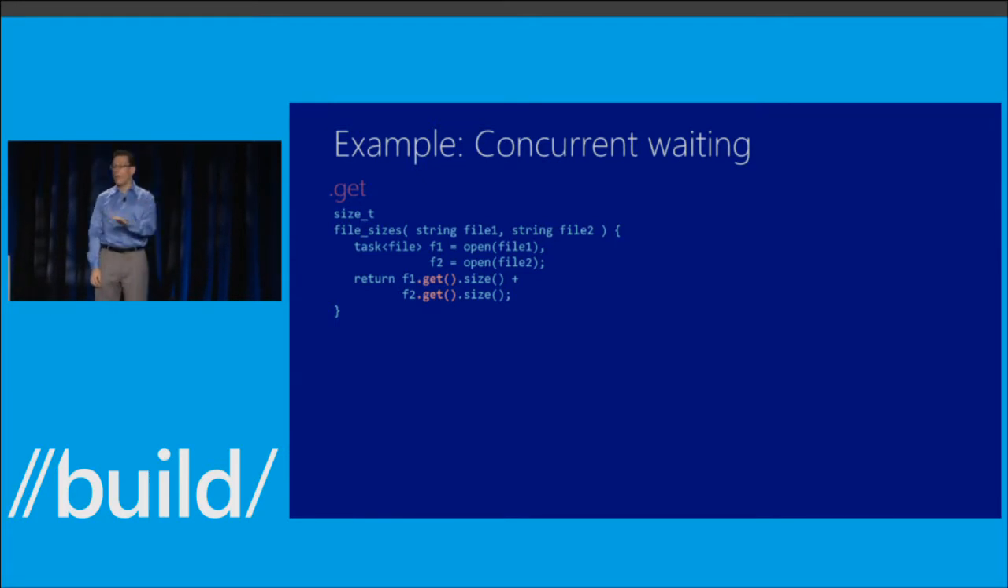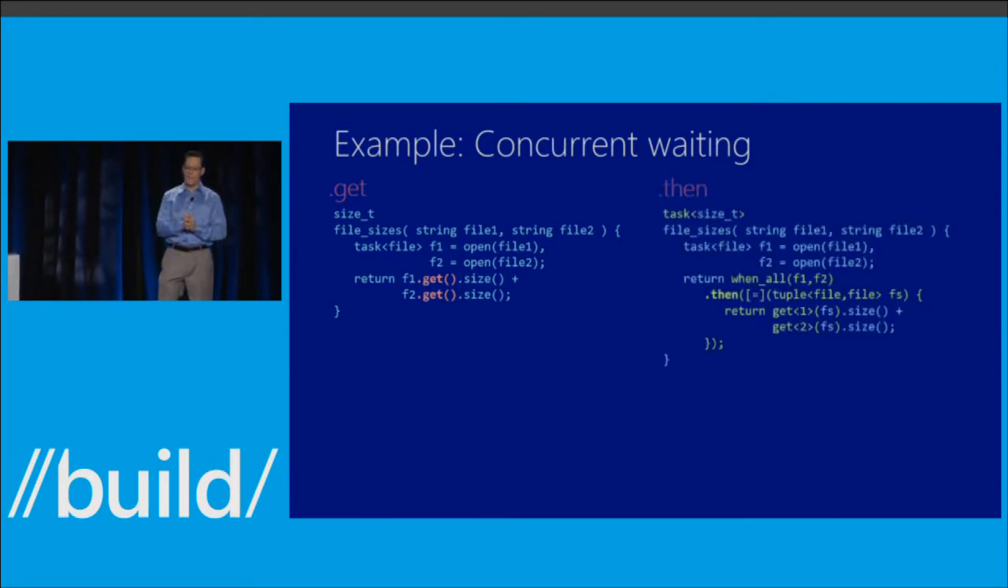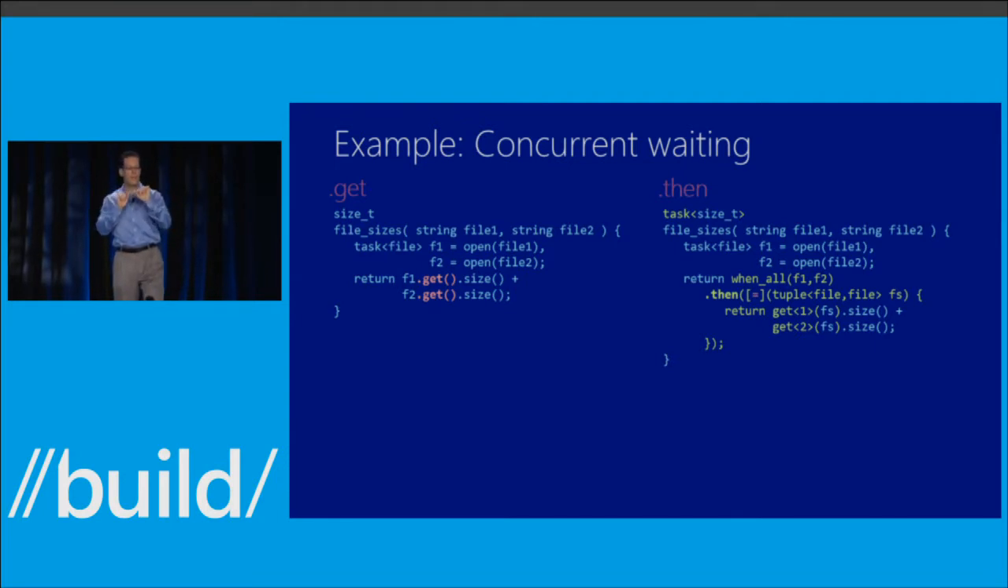You don't have to do that already. In Visual Studio 2012, you already know that you can use .then continuations, and you can say, open file 1, open file 2. When F1 and F2 are both available, .then execute this piece of code. Now, the .then continuation is stuck on the end of the future, so to speak, right away, but we don't wait for it to finish.